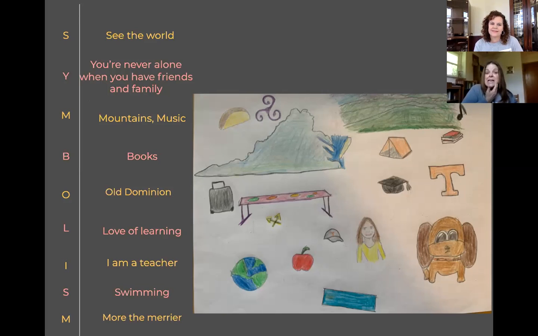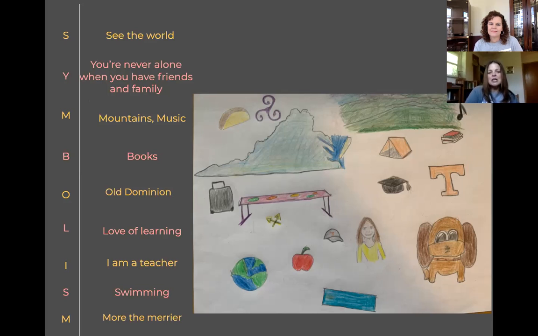Next I have mountains and music, because music is a big part of my life. And the mountains, especially the Smokies, are just my favorite place to go. I also then chose books, which you have right underneath the mountains over there, because I like to read as much as I possibly can. The O is for Old Dominion, and that's because I'm from Virginia, and Old Dominion is the nickname for Virginia. And it's where I grew up, and it's very much part of my home.